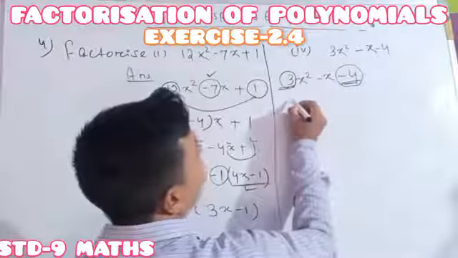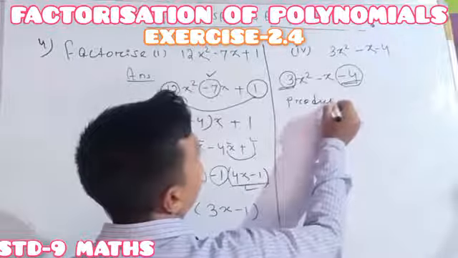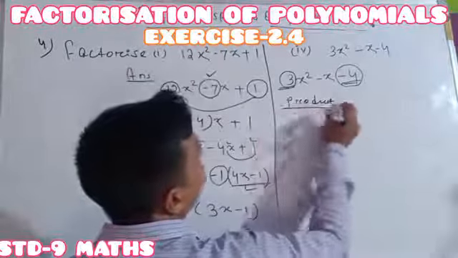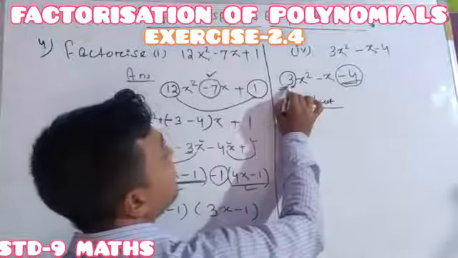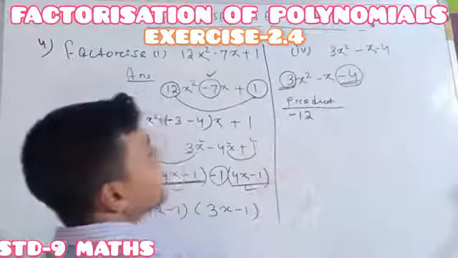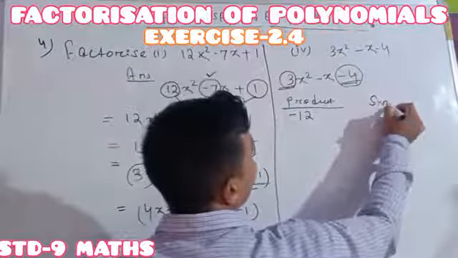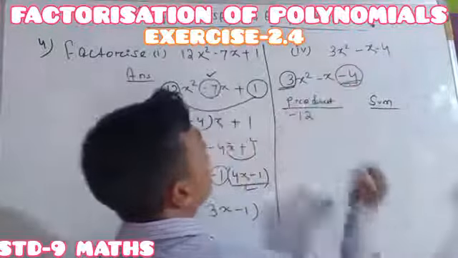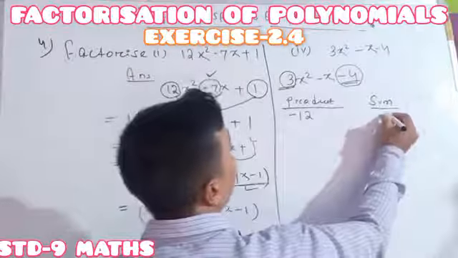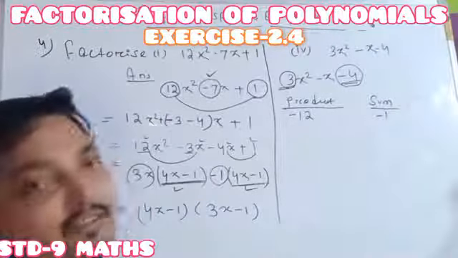And here the trick is: what is the product? The product is the coefficient of x² times the last term. It means the product should be minus 12, but the sum should be the coefficient of the middle term. Here it is minus x, meaning minus 1. The sum should be minus 1, but the product should be minus 12.